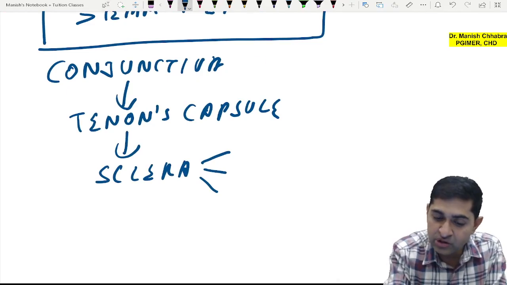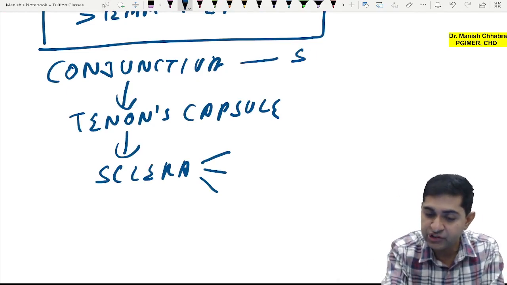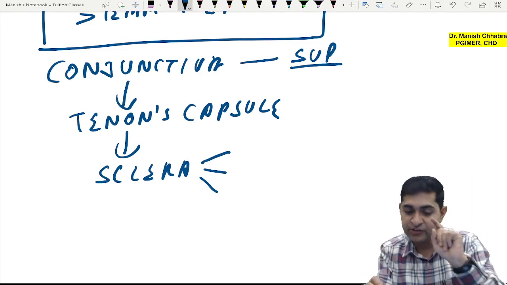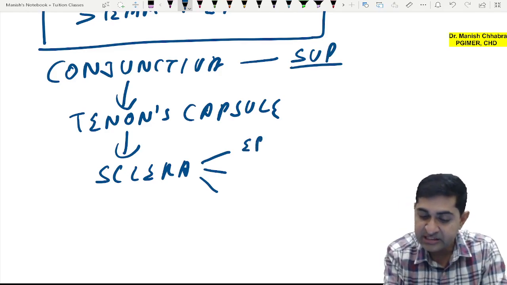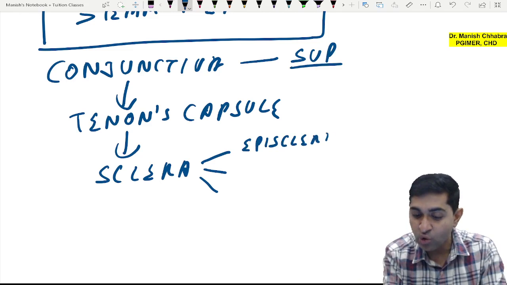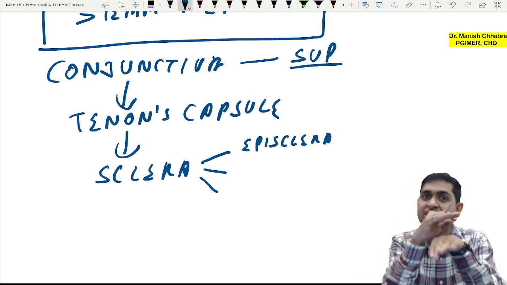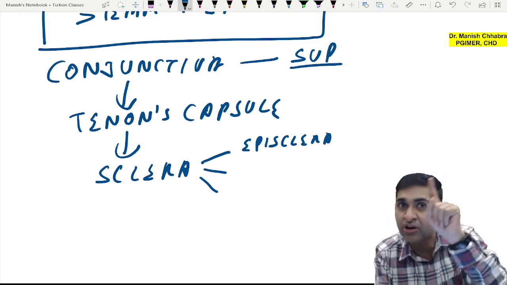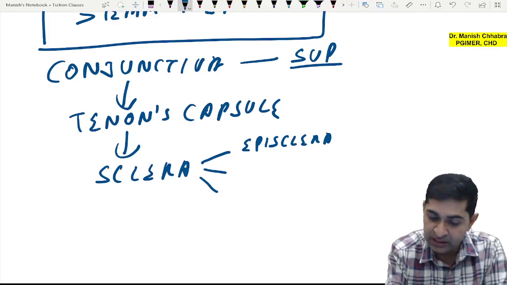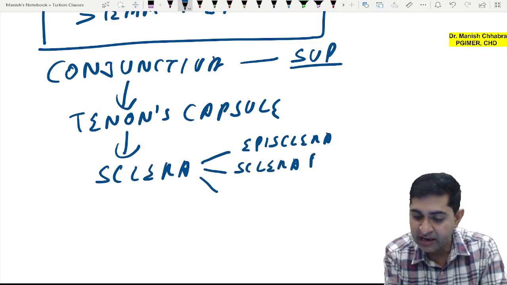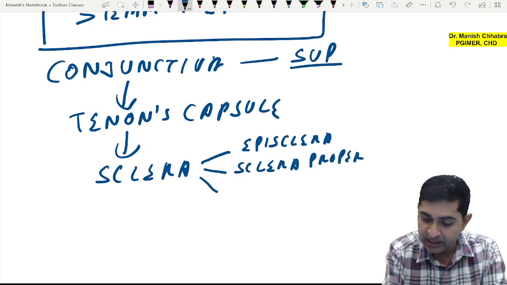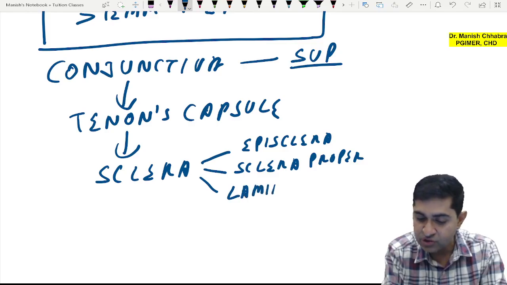But sclera has got 3 layers, which all of you should remember. We are going from superficial to deep. The superficial most layer of the sclera is episclera. Don't think that episclera is something which lies over the sclera. No, it is a part of sclera only. Then the second layer is sclera proper. Third layer is lamina fusca.